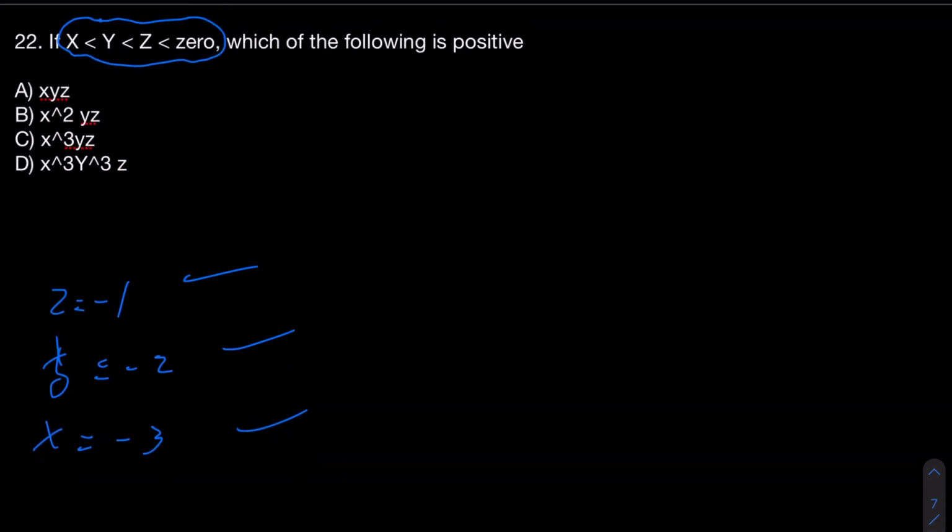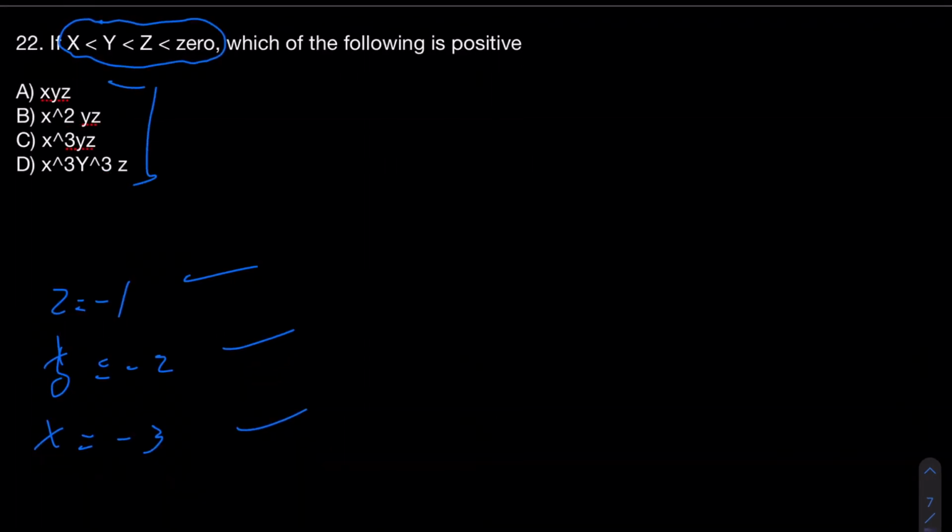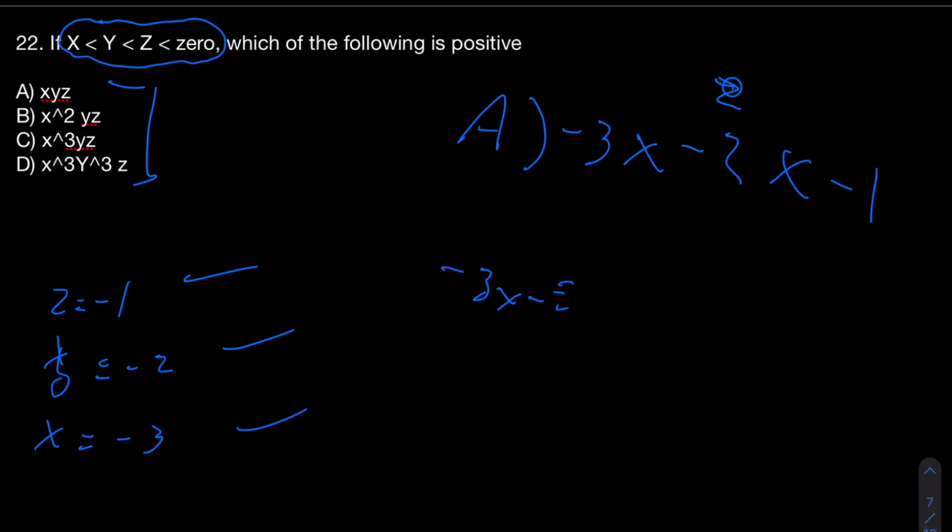So now let's take the examples. First one gives us x multiplied by y multiplied by z. Is this positive? So that's A. So x is -3 multiplied by -2, right? Because y is -2, multiplied by z, which is -1. So is this positive? -3 multiplied by -2 is 6, and 6 by -1 is not positive. It's going to be -6, and -6 is not positive.